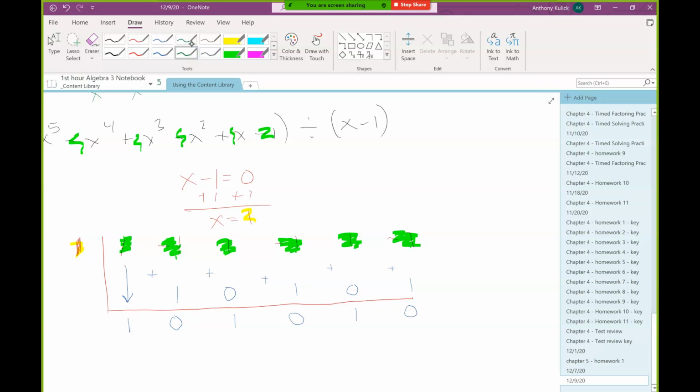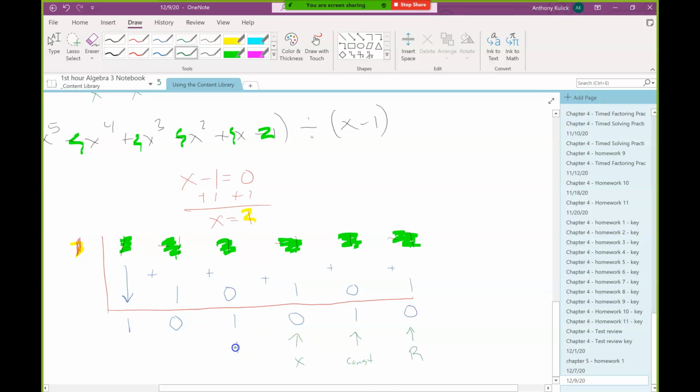We're done with the division. Boy, that was fast, right? So fast. So remember, these numbers at the bottom now tell us what our answer is. This first number on the right tells us the remainder. We always go from right to left. The next number is the constant term.